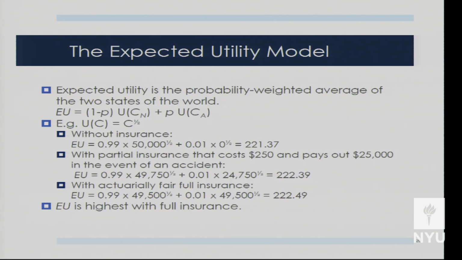Right? That's our utility function. If we have a consumption level of 4, our utility is 2. It's just a square root of consumption. Let's figure out what our expected utility in a few different situations is.